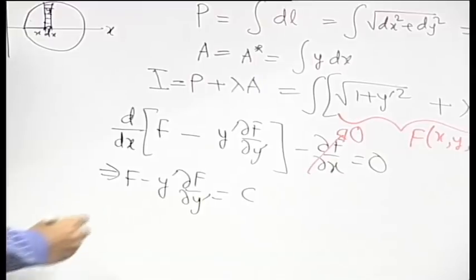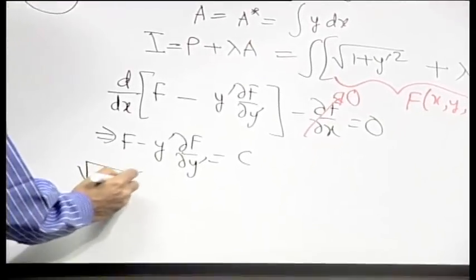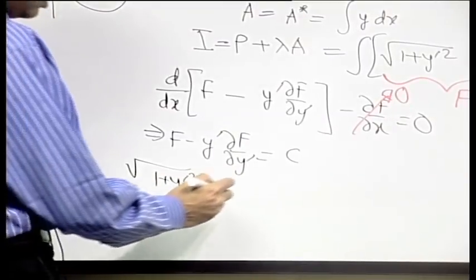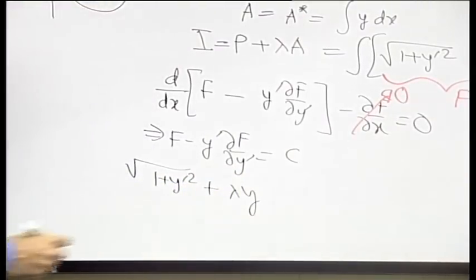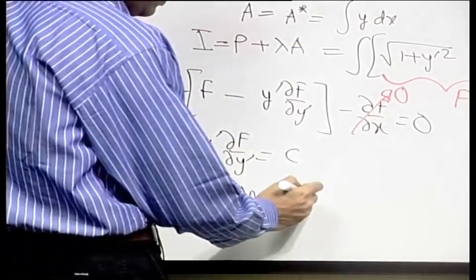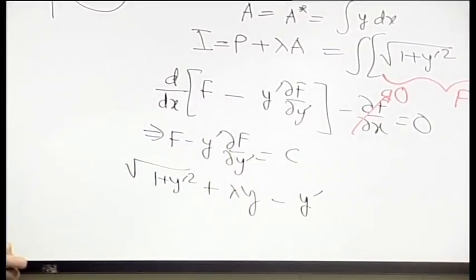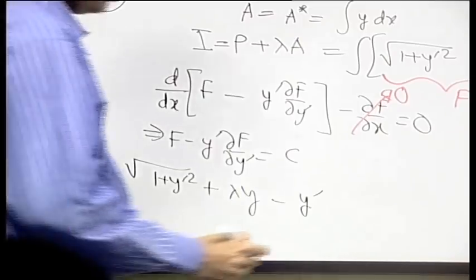So let us write that square root of 1 plus y prime square plus lambda y minus y prime into del f del y prime.